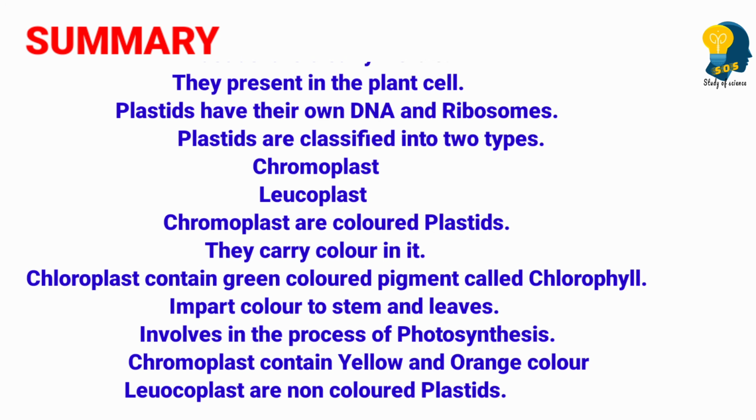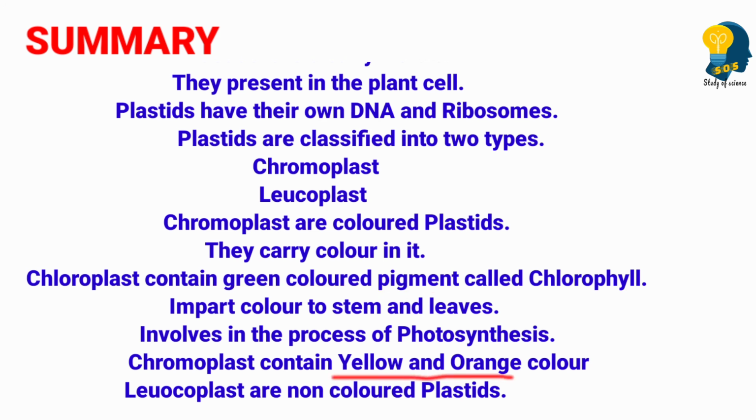And we understood about two types of plastids. One is chromoplast and the other is leucoplast. We have understood the chromoplasts are the colored plastids because they give color to the parts of the plant. Under chromoplast, we have learned about the chloroplast, which provides the green color, and we also learned about the chromoplast, which gives yellow or orange color.